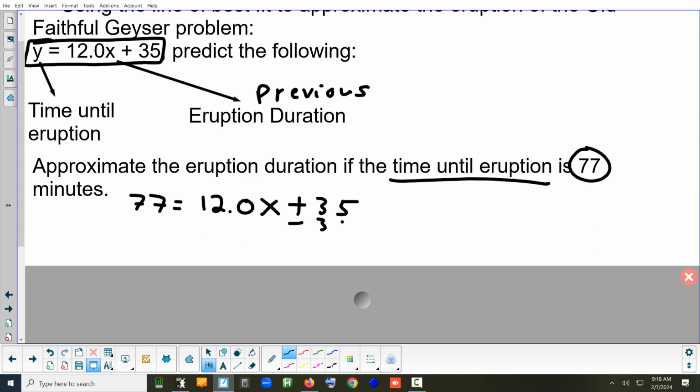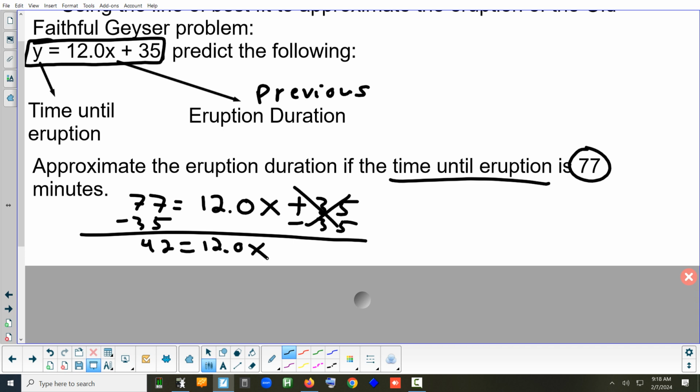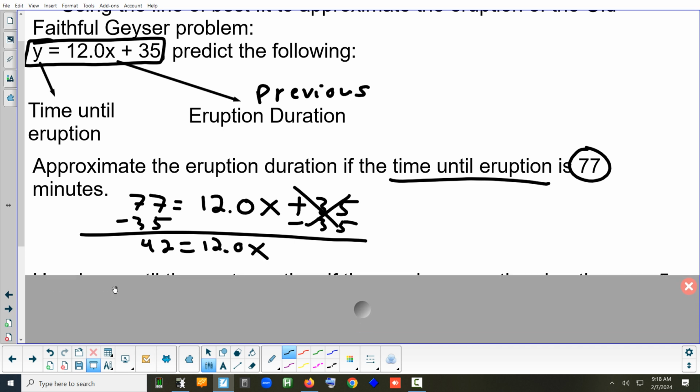Okay, so subtract 35 from both sides. So that's gone. And what's 77 minus 35? 42. And what's our last step to get x by itself? To divide by 12 on both sides. Yep, divide both sides by 12.